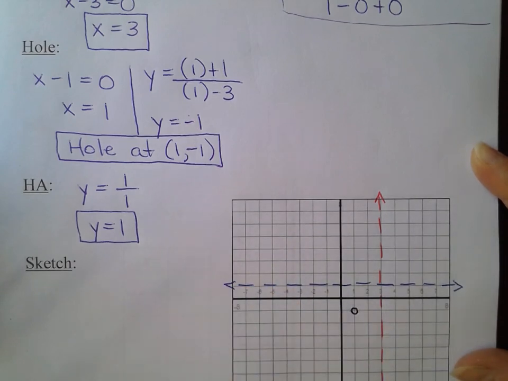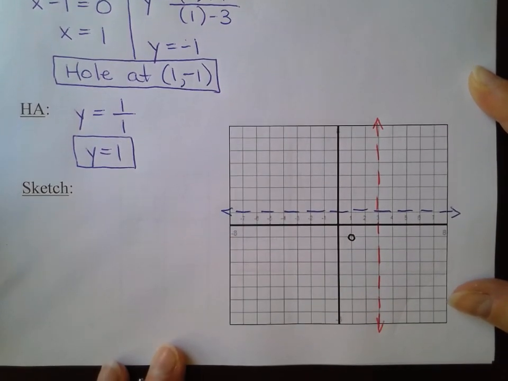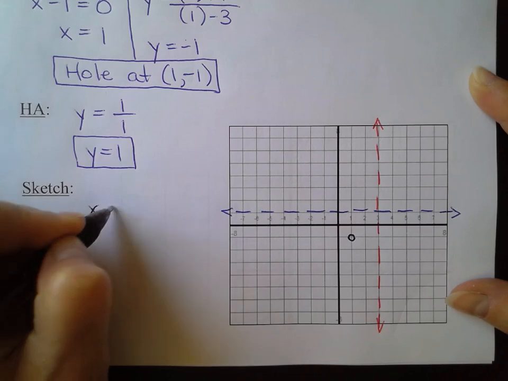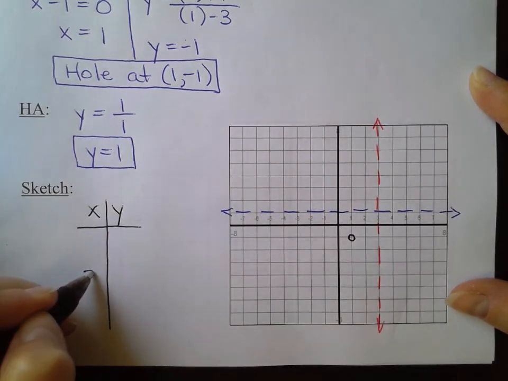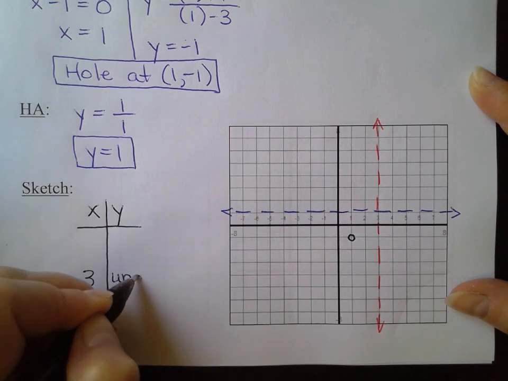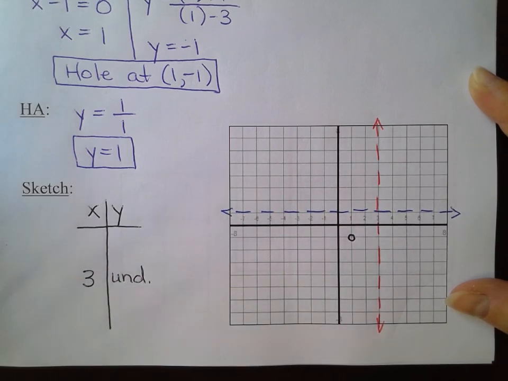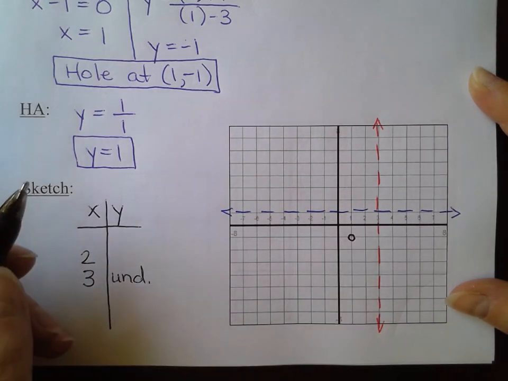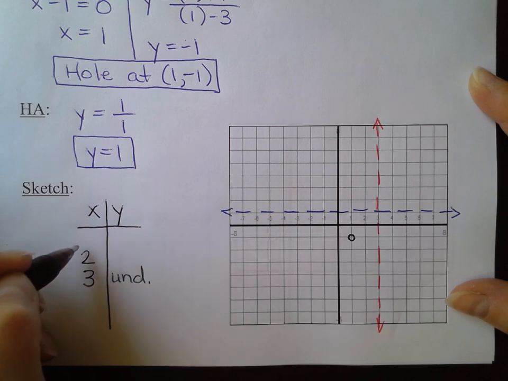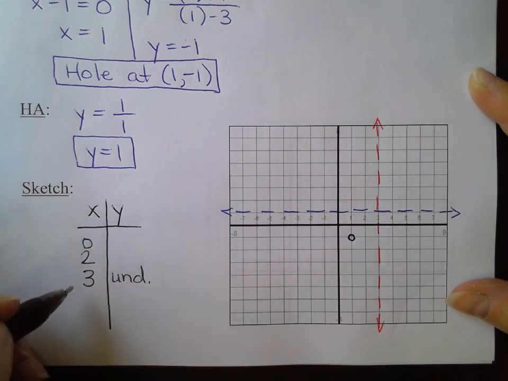Okay, and we would like to fill in the graph with some other points so we can get a good idea of where the curve is. Just like before, I usually put the vertical asymptote in the middle, so I'm guaranteed to get points on both sides. 2 would be a good one. We already have 1 because that's our hole. 0 would be good. And actually -1 would be good.